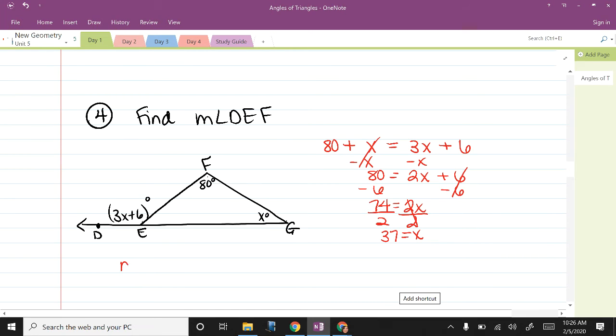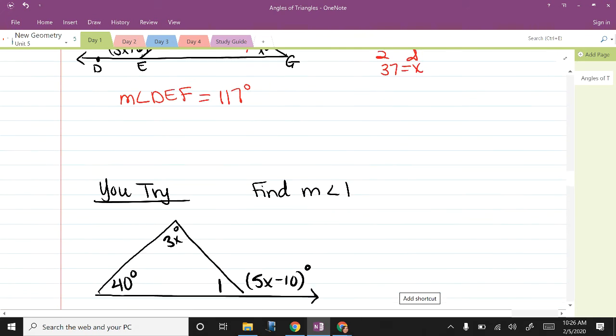No, I got to find the measure of angle DEF. How could I do that? Yeah, I can put 37 in there for X and add 37 plus 80. Or I can say 3 times 37 plus 6, right? What do we get? 117 degrees. And you can do it both ways and check yourself, right? What do you think? Easy or hard? Okay, good.